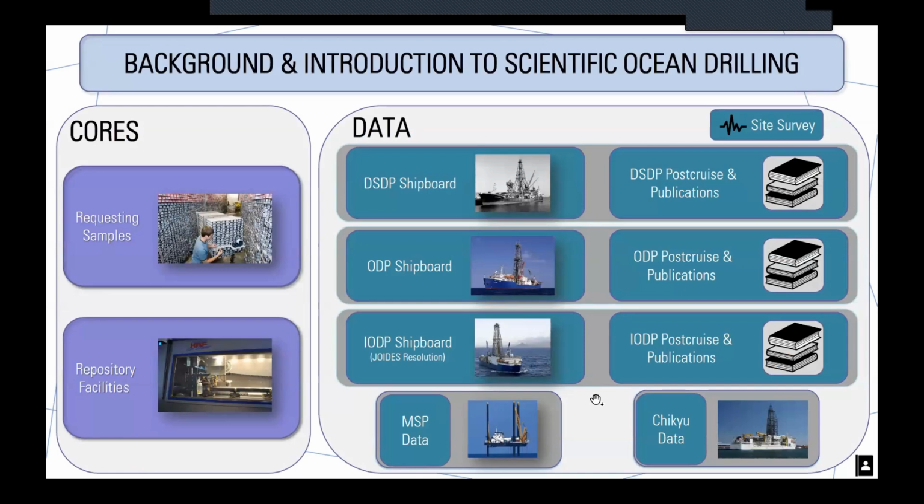So that's publications, which is really where I like to start when I'm going to dive into an expedition or site that I'm interested in. Beyond that, the next thing I'd like to do is look at the data. And so I'll start here with IODP shipboard data. I note here that this is JOIDES Resolution because IODP shipboard data includes MSP, mission-specific platform data, and Chikyu data, which are in different databases that I'll show you briefly in a second.